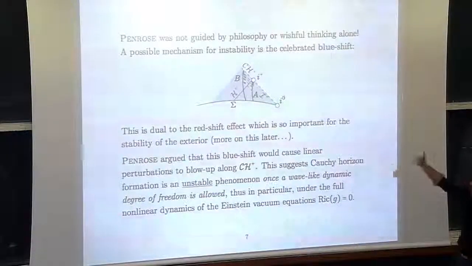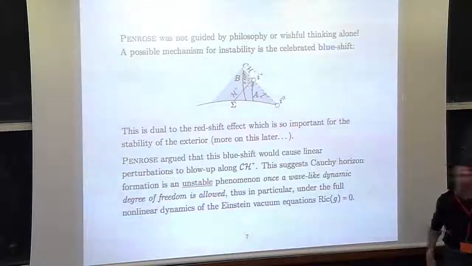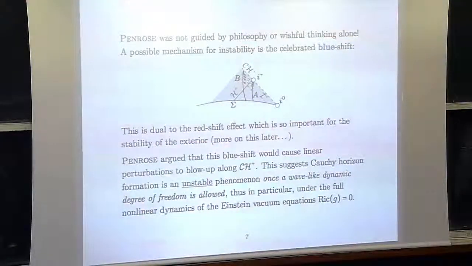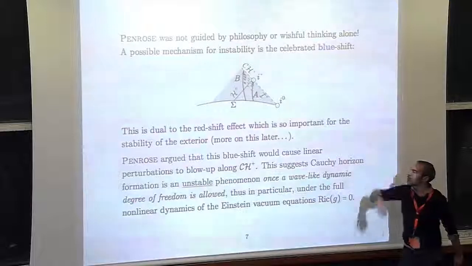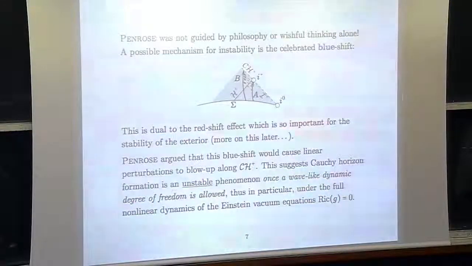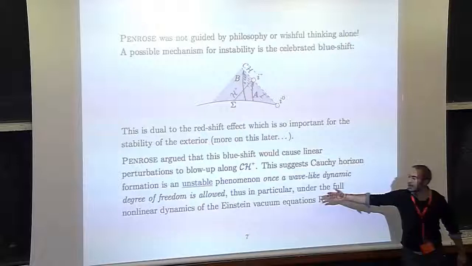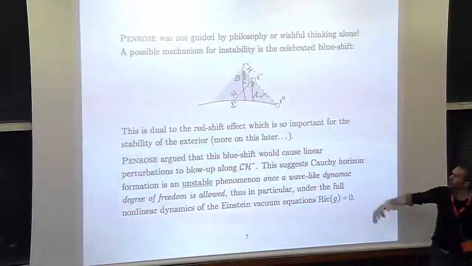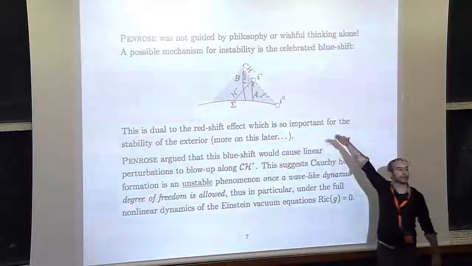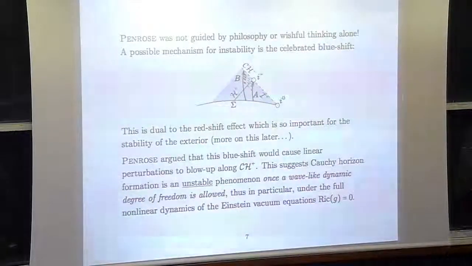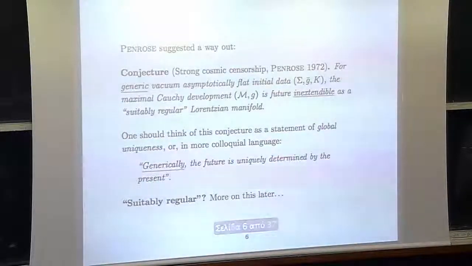And, well, Penrose argued that this Blueshift would cause linear perturbations to blow up along this Cauchy horizon CH+. And if you want, this then suggests that once you have a wave-like dynamic degree of freedom, like you do for the Einstein vacuum equations, then this should be an instability, and thus the formation of such Cauchy horizons should be unstable. So this is what he said, and this is precisely the history of the formulation of strong cosmic censorship. It's precisely this argument. Okay.